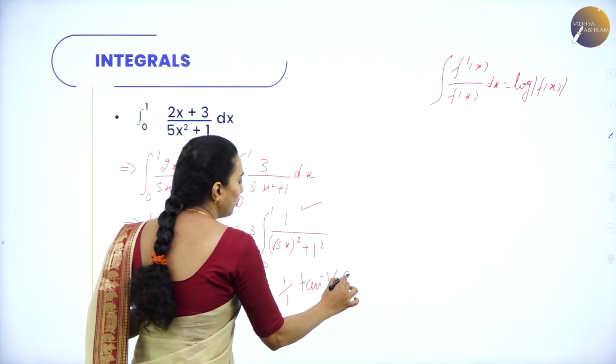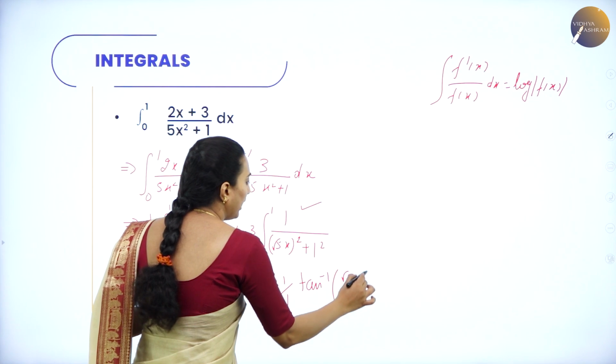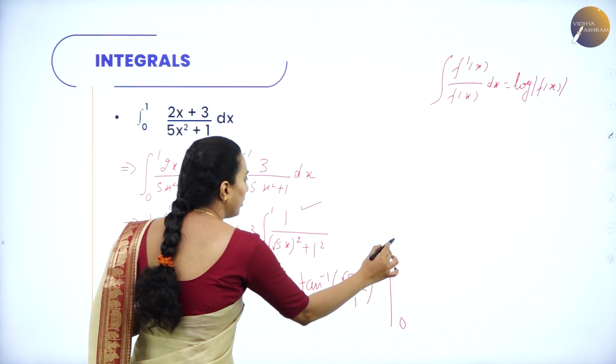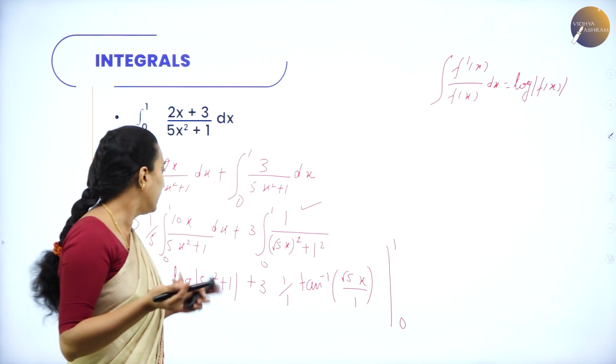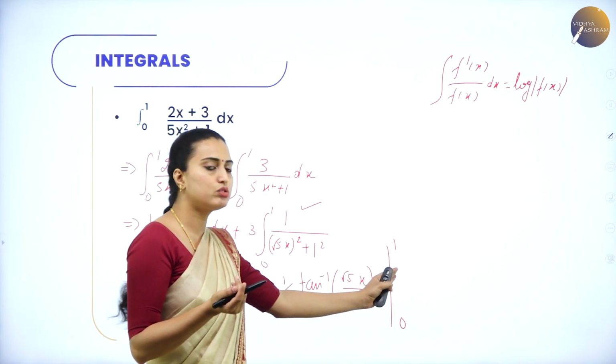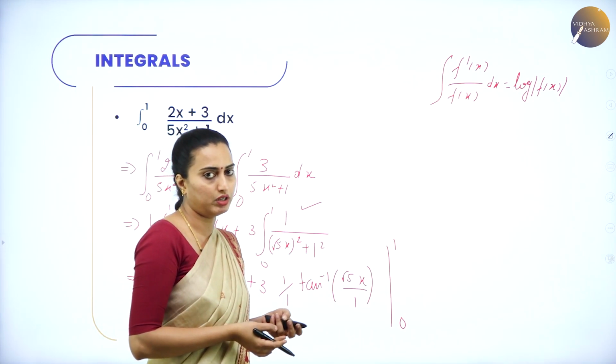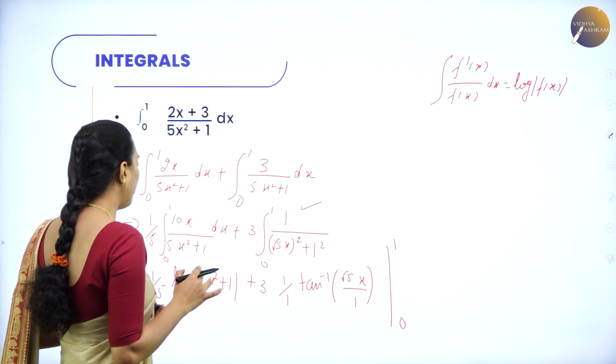X is nothing but root 5 x, and x divided by a is nothing but 1. From the limit you are going to apply for both, 0 to 1. Anyway, this is also 0 to 1, this is also 0 to 1, so I am going to club that one. Understood? Now you are going to apply the limit here.